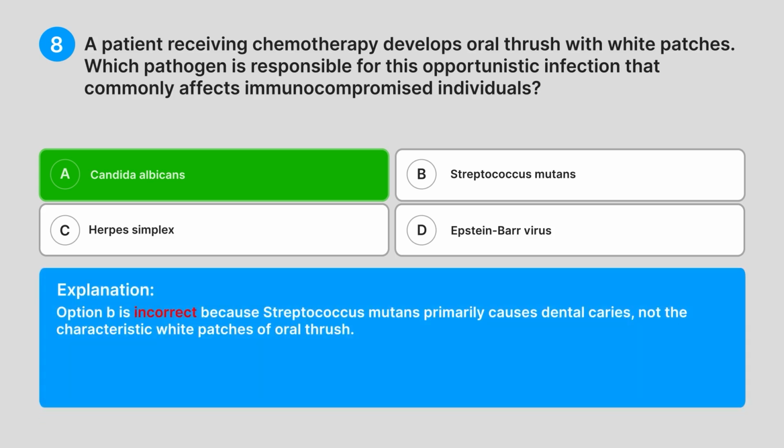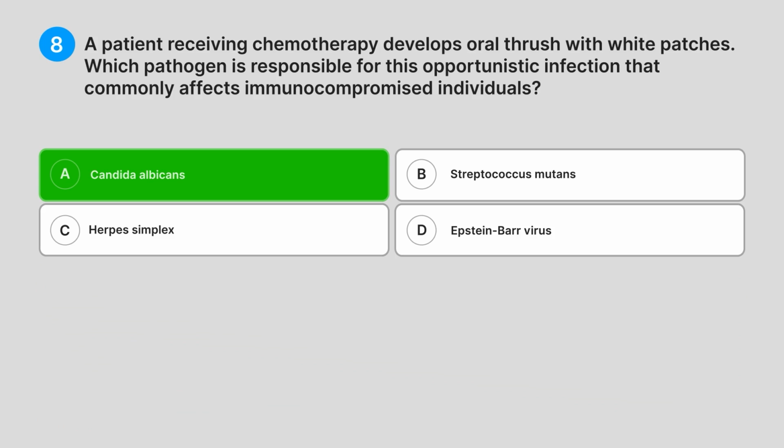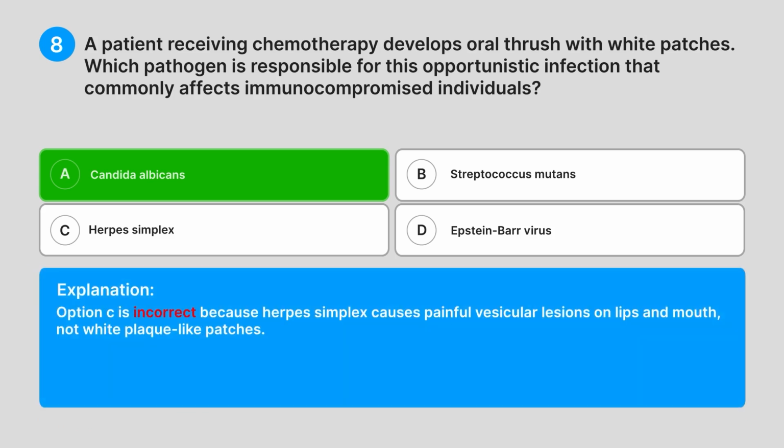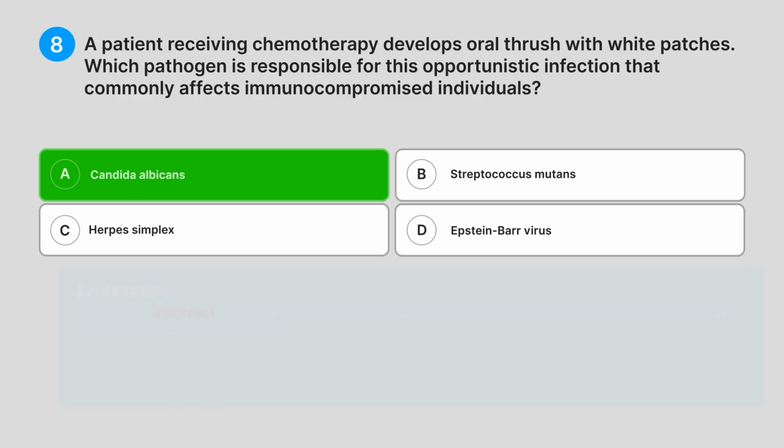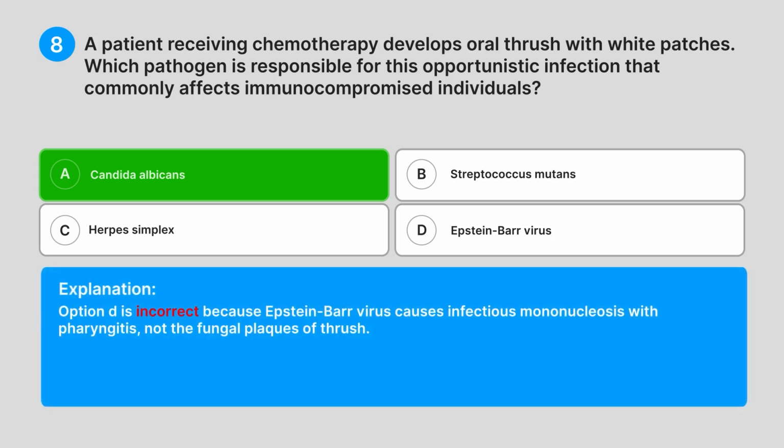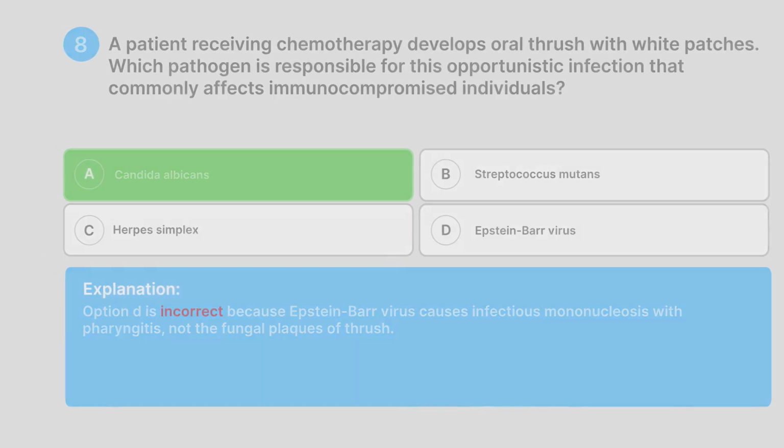Option B is incorrect because Streptococcus mutans primarily causes dental caries, not the characteristic white patches of oral thrush. Option C is incorrect because herpes simplex causes painful vesicular lesions on lips and mouth, not white plaque-like patches. Option D is incorrect because Epstein-Barr virus causes infectious mononucleosis with pharyngitis, not the fungal plaques of thrush.